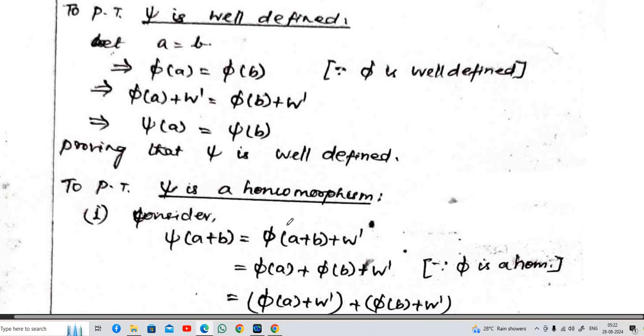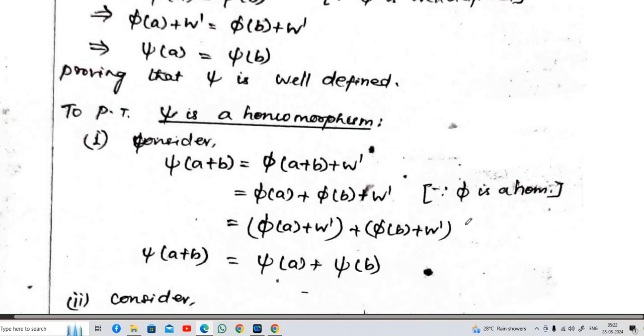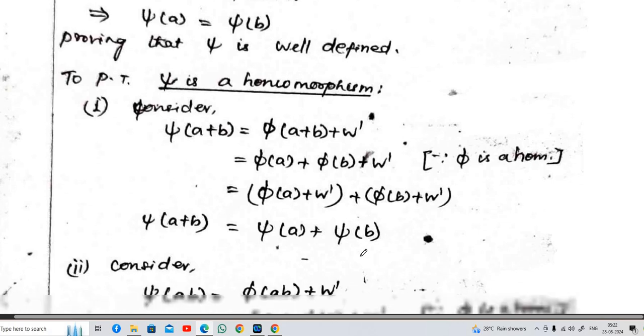Now to prove that psi is a homomorphism, we consider psi of A plus B. We have to show that it is psi of A plus psi of B. By the definition of psi, it is phi of A plus B plus W prime. And because phi is a homomorphism, we have this to be phi of A plus phi of B. This W prime is retained as such. And by the definition of addition in a quotient ring, this is rewritten in this way. But this is psi of A and this is psi of B.